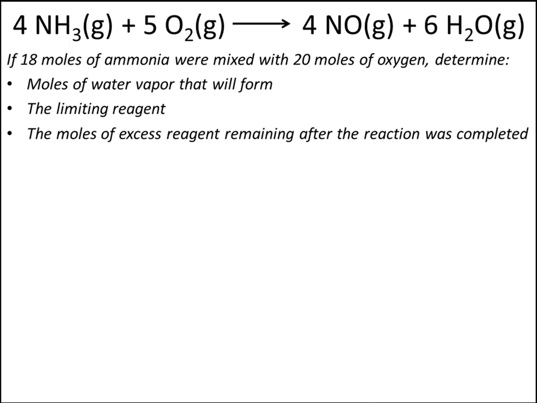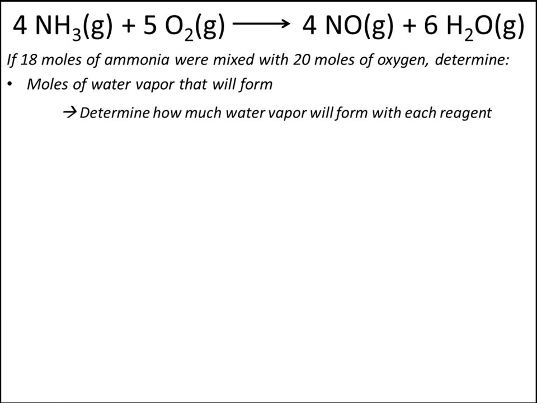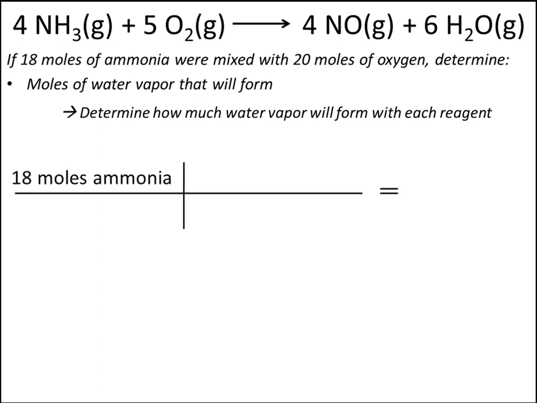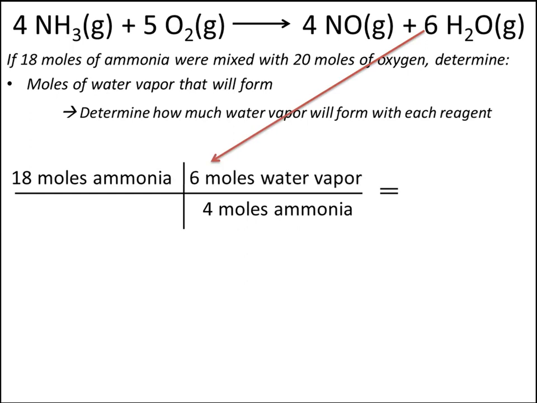To determine how much water vapor will form, we start by determining how much water vapor can form with each of our reagents. Let's first calculate how many moles of water vapor will form from ammonia. Always start with a measured quantity. The measured quantity given to us is 18 moles of ammonia. To convert moles of ammonia to moles of water vapor, use the molar ratio from the coefficients in the balanced chemical equation. The equation says that for every 4 moles of ammonia reacted, 6 moles of water vapor will form.